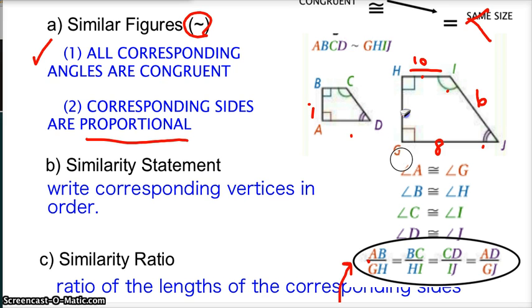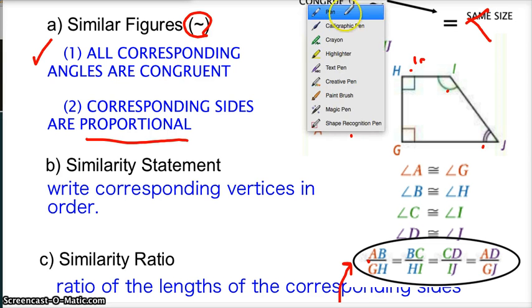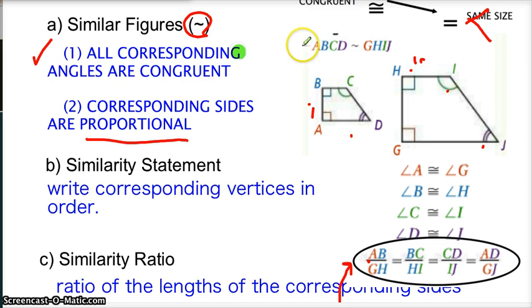A similarity statement is this right here. The similarity statement is very similar to the congruent statement. Here is the similarity statement. It lists the order of the vertices so that the congruent angles are in the same order for each shape. Noticing also that it has that squiggle in between, that's the symbol for similar.